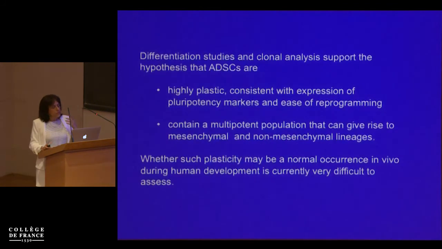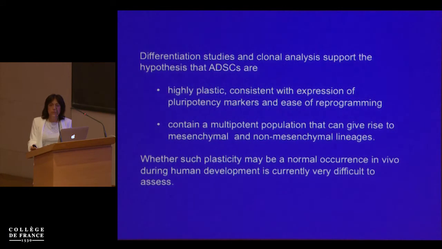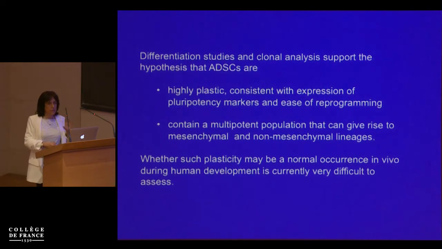So this clone analysis supports the hypothesis that these cells are really very plastic, consistent with the expression of the pluripotent markers and the ease of reprogramming, and contain a multipotent population of cells. What it doesn't tell us is whether this plasticity occurs in vivo. And that, at the moment, is quite difficult to assess, certainly in the human system.